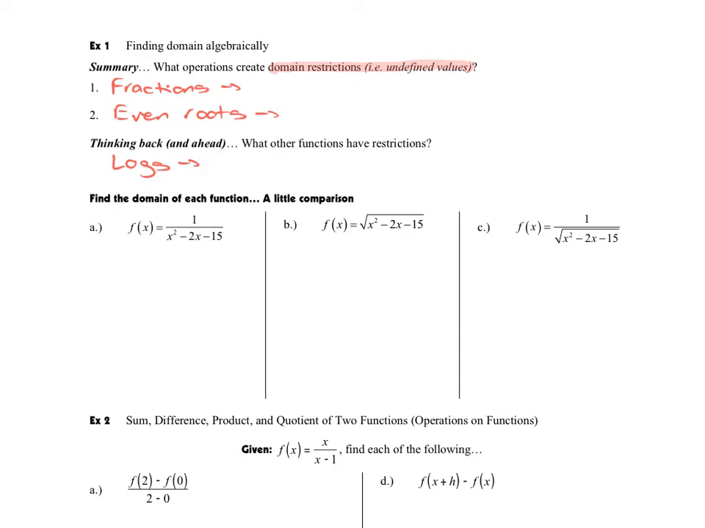So when we think about fractions, our concern on a fraction is that we might have a 0 in the denominator. We know that that's not allowed. Okay, so we're going to have to figure out where any of our denominators would become 0 and exclude those values from the domain of all real numbers.